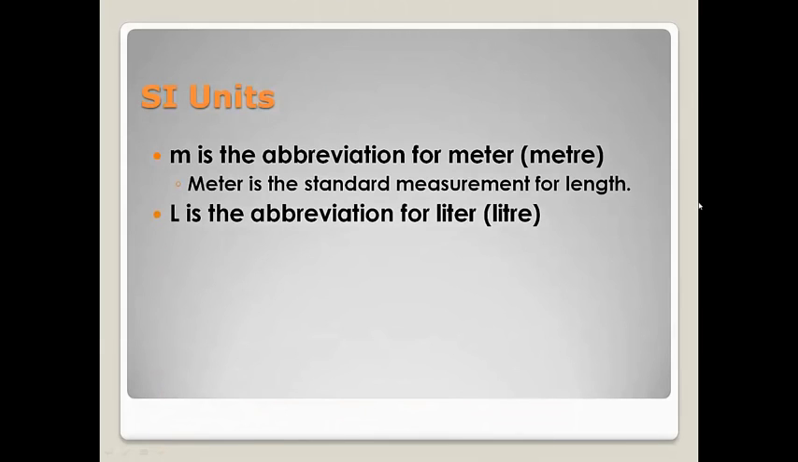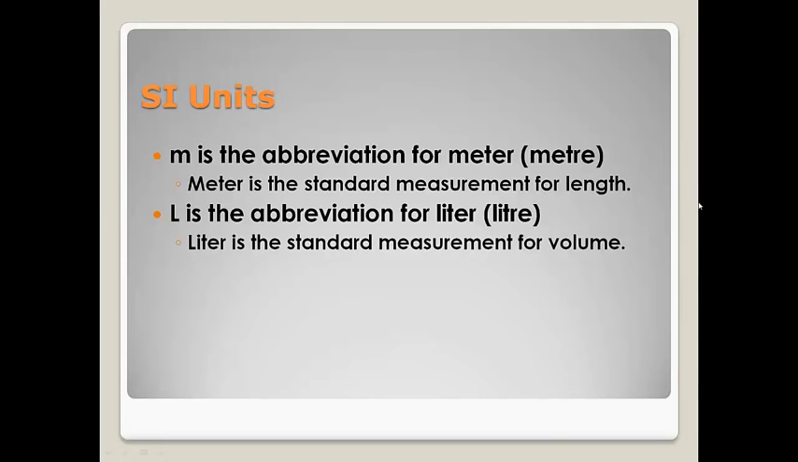M. L, and it's uppercase L, not lowercase l. It looks like a capital L. That's the abbreviation for liter. Again, there's 2 spellings of it. We prefer the ER spelling of liter. Liter is the standard measure for volume. You probably already know that because you drink pop from a 2-liter bottle, so you're familiar with the unit liter and the fact that it's volume.